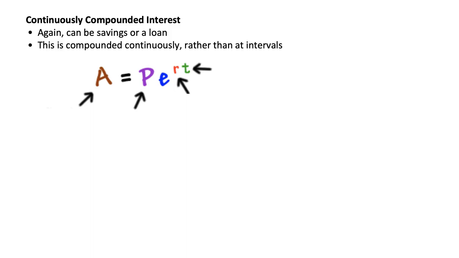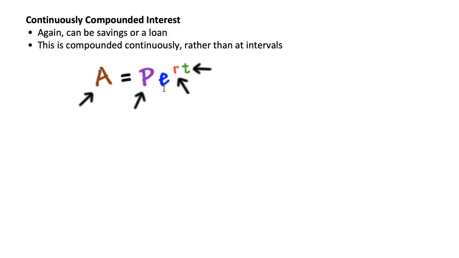Okay, the next kind of interest that can grow is continuously compounded interest. So basically this is continuously compounded, which means every single moment interest is being added up. So this can be either a savings or a loan, just like before. This is compounded continuously rather than at intervals. So make sure you have that down. The next thing you want to do in that big blank space is really nice and big: put A equals P e to the rt. And I'm going to tell you what each one of those means, so leave some space around it so that we can go over each of those.